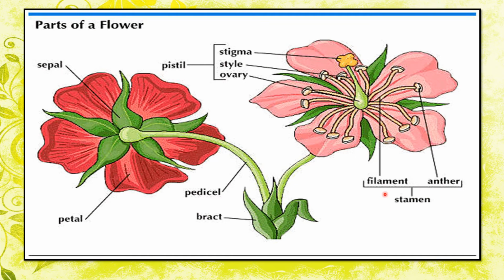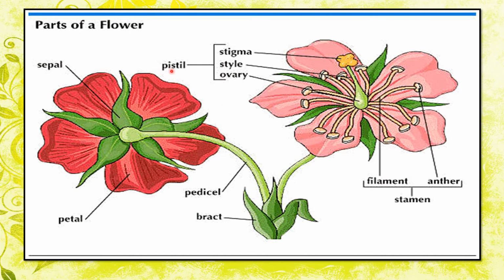The next part is stamen. These are the male reproductive parts of the flower. Each stamen consists of a stalk called filament and a bag-like structure at the top called anther. Anther has pollen grains. They are a powdery substance.